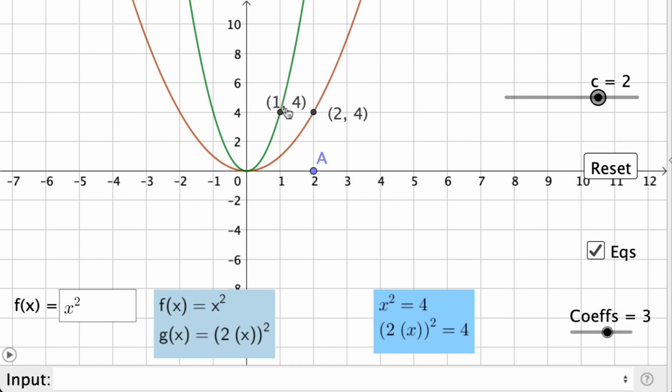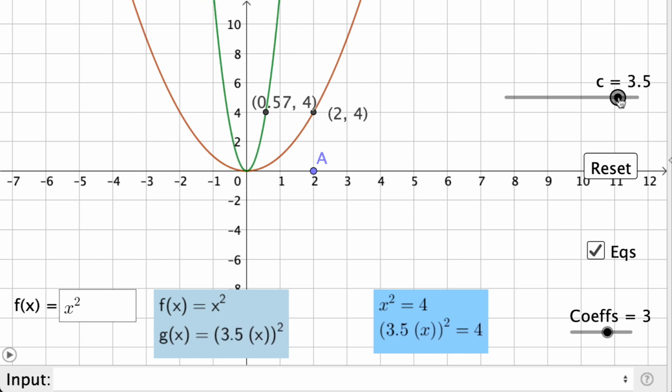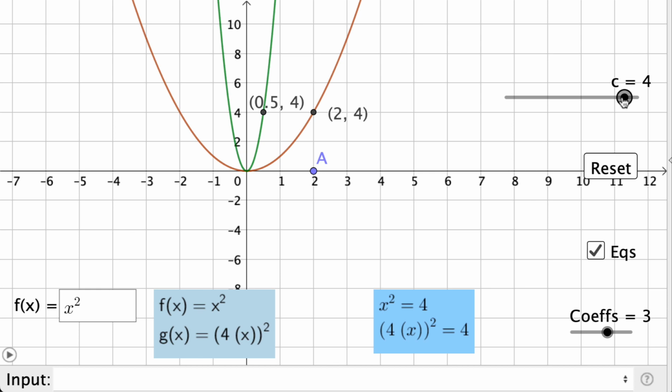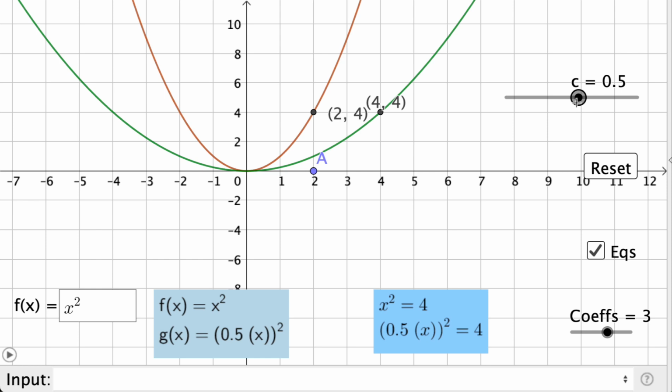And so what happens is we've compressed our function horizontally. The bigger the value of c gets, the greater the compression is. So by the time we get to c equal to 4, our new x value is equal to 1/4 of our original x value. By the same logic, when we multiply by a number between 0 and 1, let's say 0.5, in order for the square of 0.5x to be equal to 4, x now has to be equal to 4. It has to be twice as large as it was before. So our new point, instead of being 2, 4, is 4, 4.